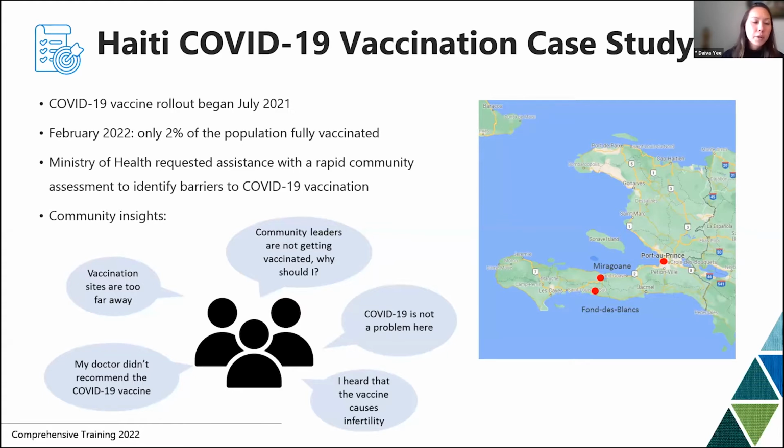Some of the things we heard were that doctors weren't recommending the COVID-19 vaccine to their patients. Some of the vaccination sites were too far away. The community leaders, people like church and faith-based organization leaders, were not getting vaccinated. And so people were just wondering, if my leader's not getting vaccinated, why do I need to do it? A lot of perceptions that COVID-19 was not a problem there. Fortunately, they did not have as many COVID-related deaths, and so they just didn't think that it was that big of an issue. And then they also heard that the vaccine causes infertility, as well as many other types of misinformation. A lot of misinformation was circulating via social media and other channels. So these are just a few of the things that we heard from the community.